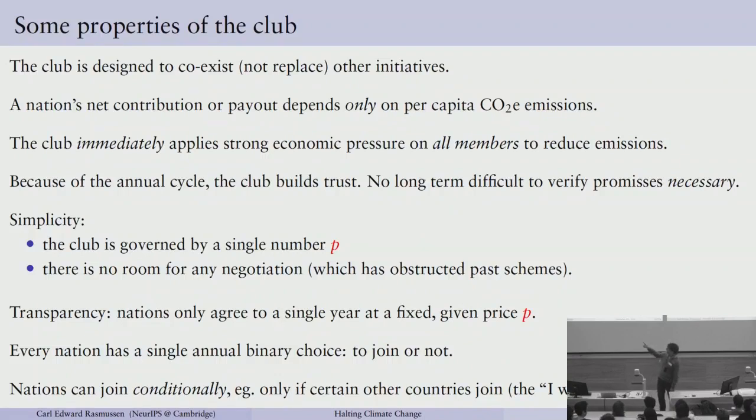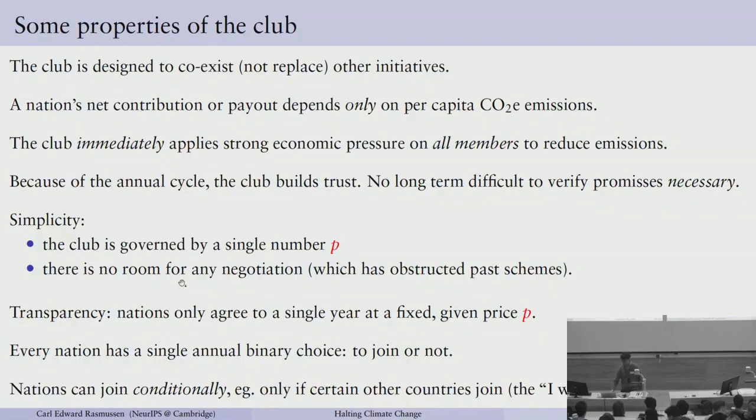Simplicity, right? So the club is a really simple thing. It's governed by a single number. I have tried to come up with schemes that don't have any numbers, but I can't actually do that, right? This one has one number, the price, and there's no room for negotiation. No country can argue with what the rules are or anything like that. They can just accept membership or not, right? And this has been a problem in the UN before. The Kyoto Protocol basically died because people couldn't agree on anything. There's nothing to agree to here. Either you're a member or not. You can't negotiate anything. And I think the schemes have to have that flavor.